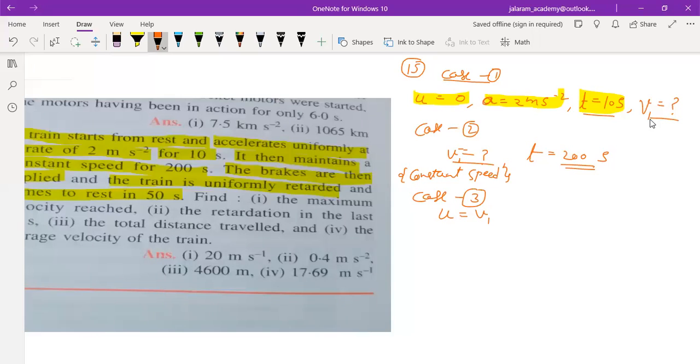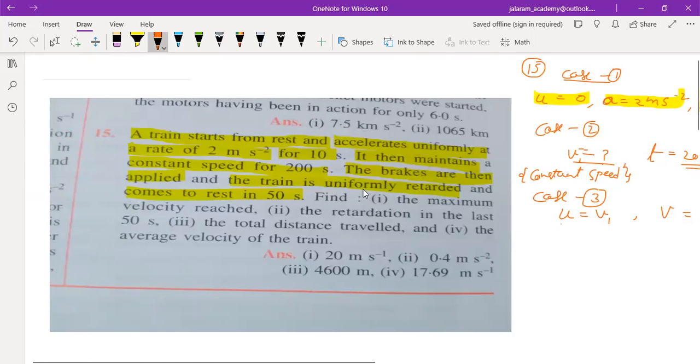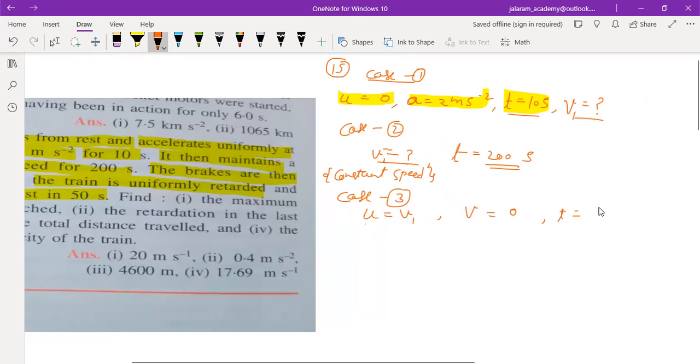V1, which is the final velocity in case 1, remains constant for 200 seconds. So it is the constant velocity for 200 seconds. Then in case 3, when the brakes are applied, initial velocity is equal to the final velocity in the first case, and finally it comes to rest, means final velocity in case 3 becomes 0. It is written that it comes to rest in 50 seconds, and it takes a time of 50 seconds to come to rest.